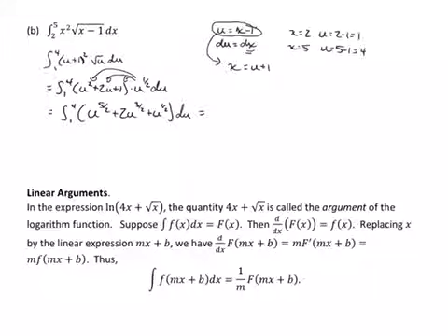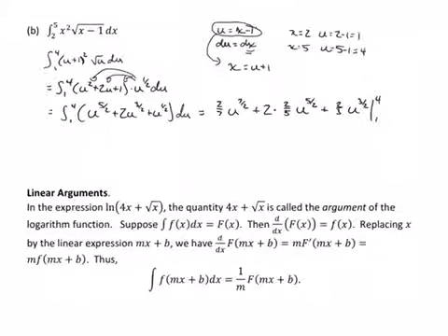We'll add 1 to the exponent, so my new exponent for the first one will be 7 halves. I need to divide by 7 halves or multiply by 2/7. Then I have plus 2 times, this is going to be u to the 5 halves. We have to multiply by 2/5 so that we get 1 when we differentiate. And then u to the 3 halves multiply by 2/3. Evaluate that from 1 to 4.